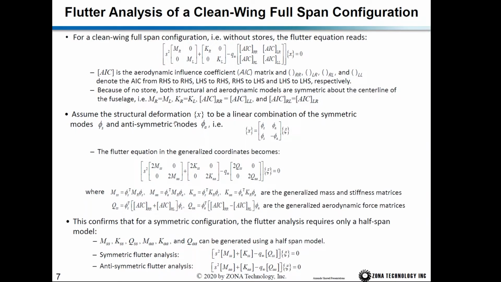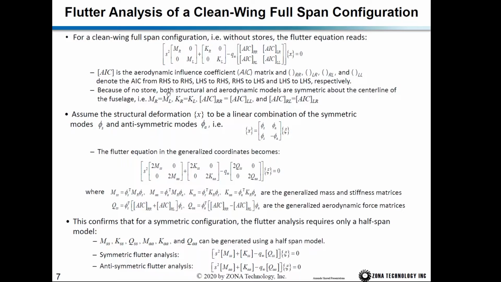Okay, so we start out with a clean wing full-span model. That means we have no store, and so this is the Flutter equation, where the AIC is the aerodynamic influence coefficient matrix, and RR is the right-hand side panel influence to the right-hand side panel. LR means left-hand side panel influence to the right-hand side panel. RL means right-hand side panel influence to the left-hand side panel. LL means the left-hand side panel influence to the left-hand side panels.